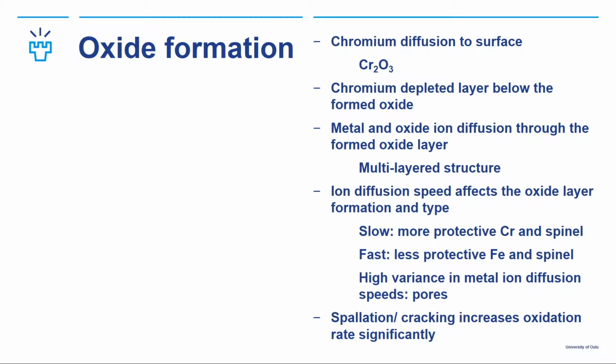And the ion diffusion speeds affect the oxide layer formation and type. So when we have a slow diffusion and thus oxidation rate, we have a more protective chromium oxide layer and spinels involved. When it's fast, we have a less protective iron oxide layer and spinels forming. And when we have high variance in these diffusing metal ions inside the layer, either perpendicular or in cross sections, we have pores forming inside the oxide layer. Now, if any spallation or cracking happens during oxidation, the oxidation rate increases significantly because it exposes the chromium-depleted alloy layer to the gaseous atmosphere.